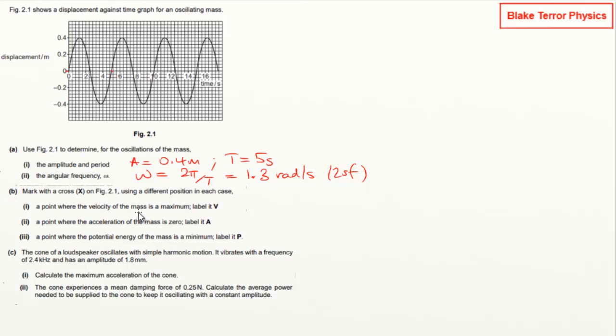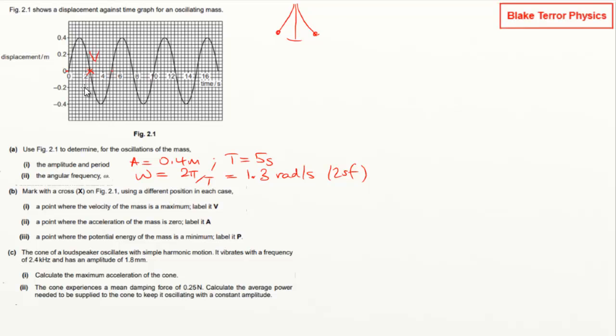Mark with a cross, using a different position in each case, the point where the velocity of the mass is a maximum, the acceleration of the mass is 0, and the potential energy of the mass is a minimum. Right, okay, so this is interesting. Velocity being a maximum, think about what it's like on a swing: you come to a stop at the amplitudes, and you're going quickest at the bottom, when you've got 0 displacement. So we want any one of these points where it's intersecting the x-axis, where we've got 0 displacement.